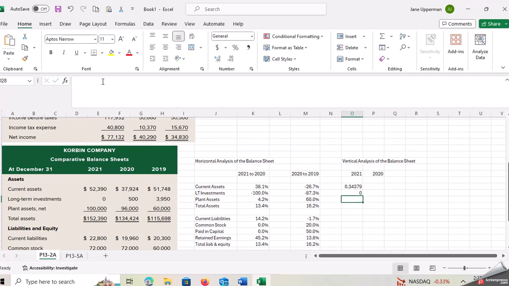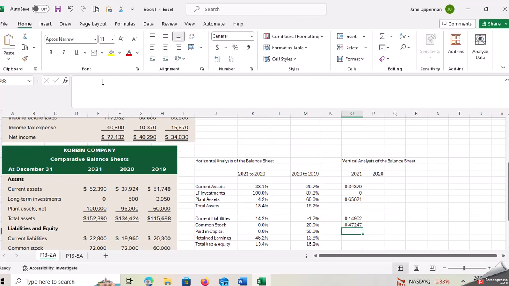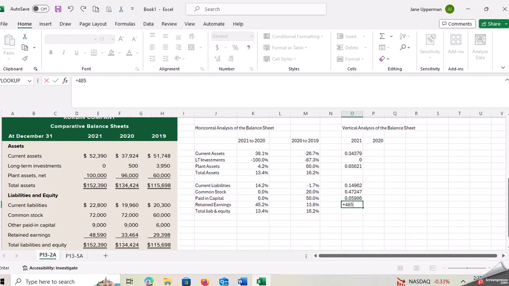Then we take our property, plant, and equipment, or our plant assets, and divide that by the total assets. Then our liabilities divided by those total assets. The common stock divided by the total assets. Our paid in capital divided by the 152,390, again, the total assets. The retained earnings, 48,590, divided by the total assets.